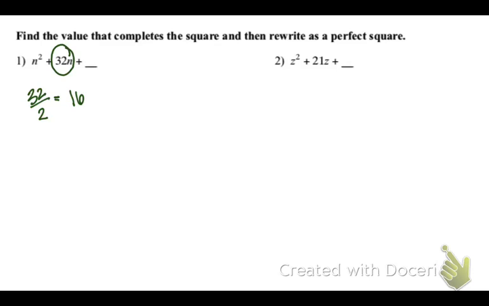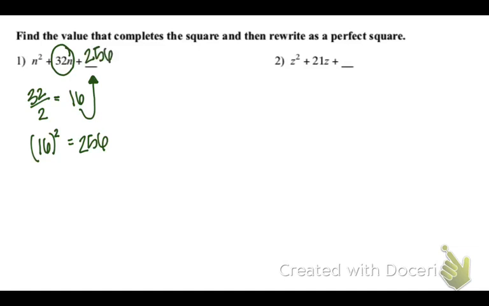Okay. And then that's not what I put right here. What I'm going to end up putting right there is I'm going to take the 16 and square it, which 16 squared ends up being 256. So the value that goes right here is 256.